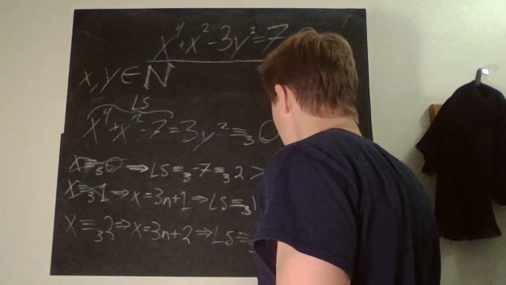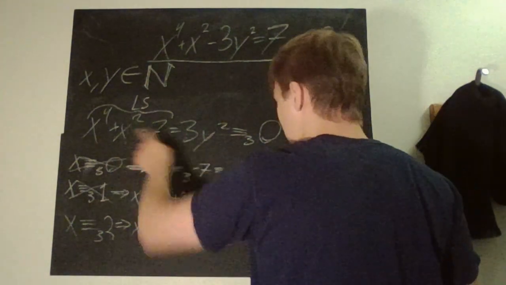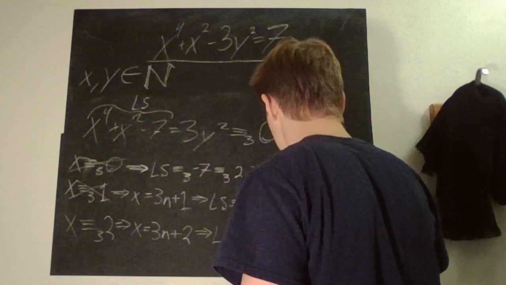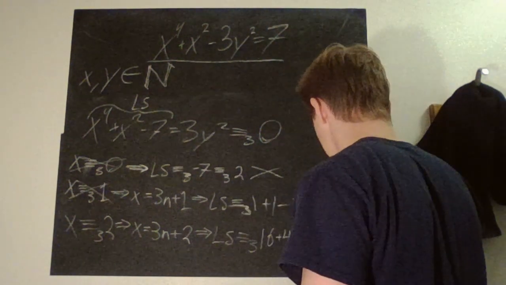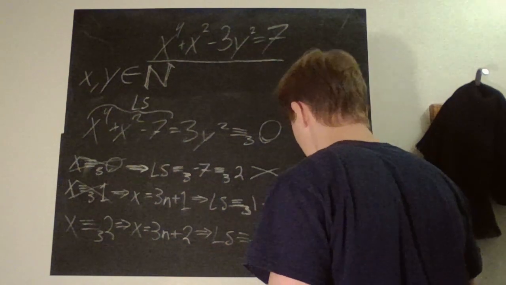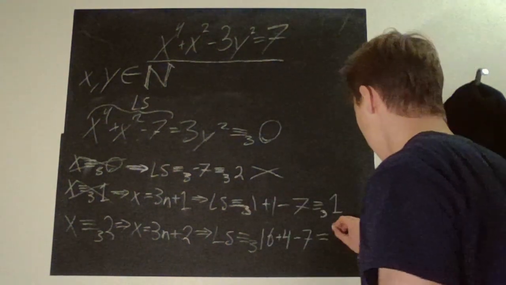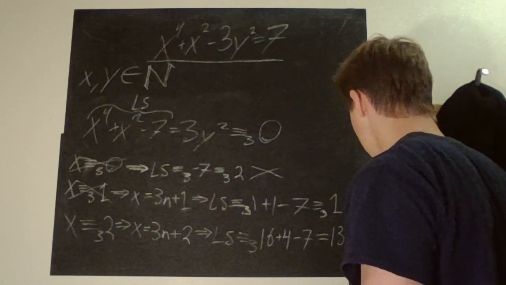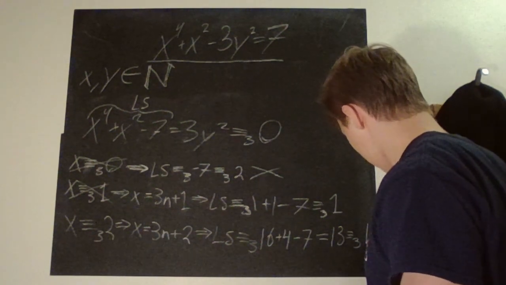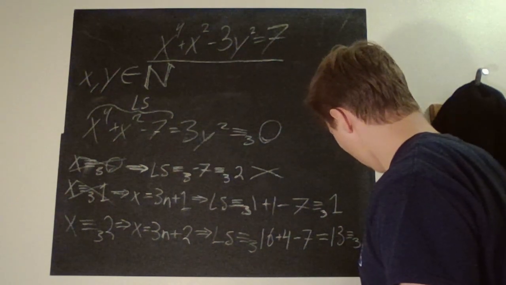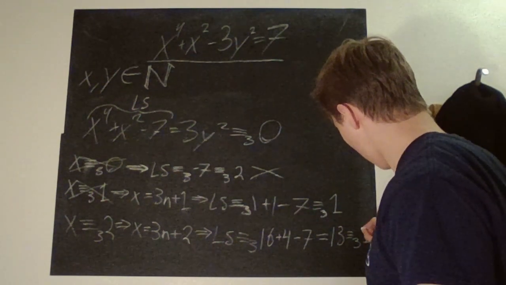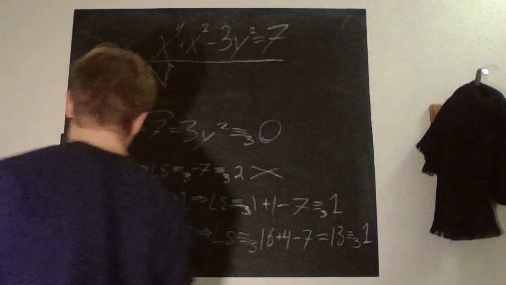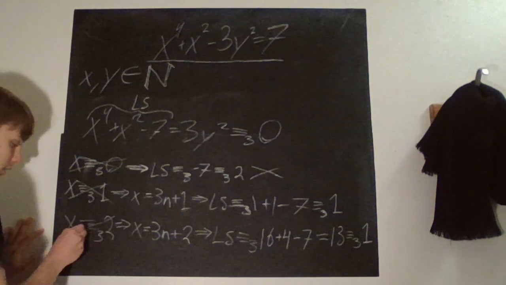So we get 16 plus, and then the same thing here, 2 to the power of 2, which is 4. And then again, minus 7. And this is, well, first you can just say what it is. It's 13, which is not divisible by 3 because it has the remainder 1. Yes, exactly. So this did not work out either.